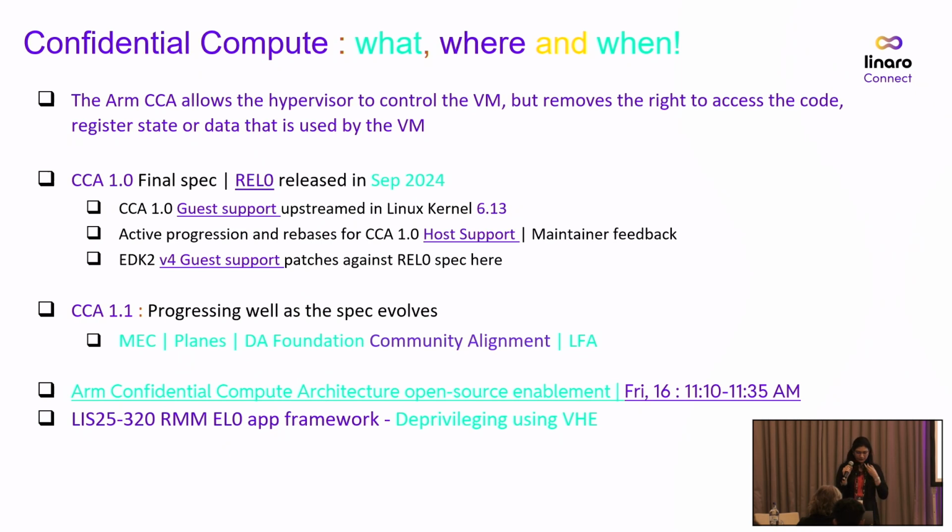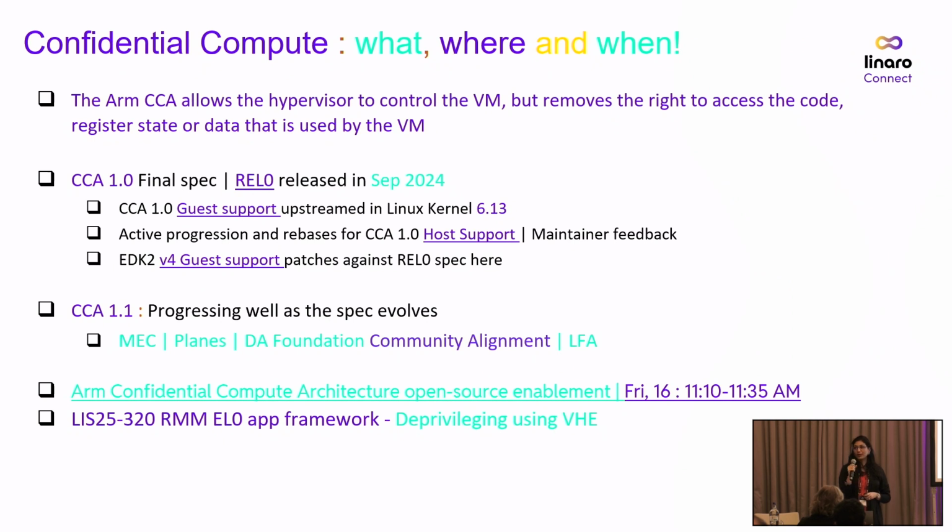Confidential compute. Okay, like I said, we have CCA 1.0 guest support that got merged in kernel 6.13. Host support is progressing well on the list. We have active rebases every kernel cycle. We also have EDK 2 v4 guest support that's on the public list.